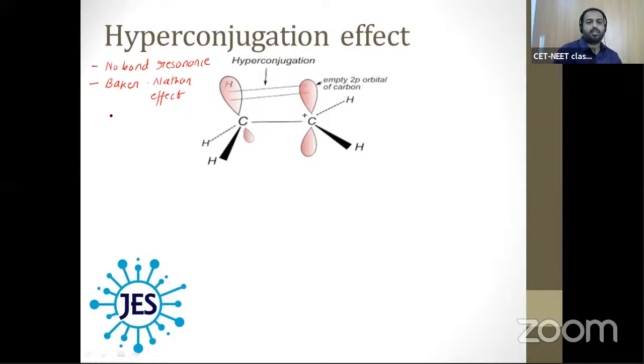Baker-Nathan effect, or it's also called sigma bond resonance, because what is involved in resonance here is a sigma bond. Now, what is this effect? Basically, it's very similar to resonance, but the difference is here a carbon-hydrogen sigma bond present adjacent to a functional group like, let's say, a double bond or a positive charge will be involved in conjugation. That is what is called hyperconjugation.